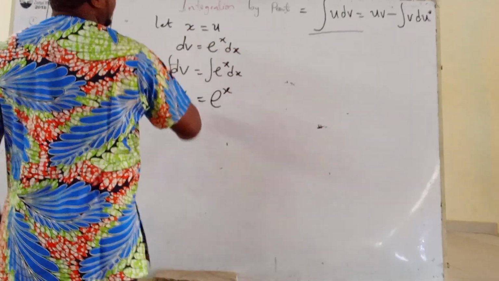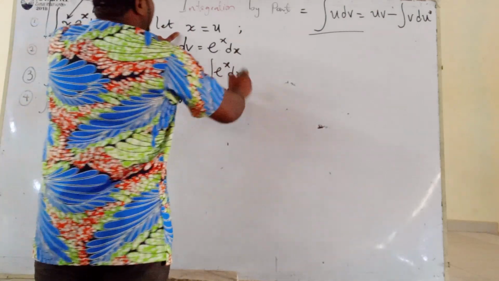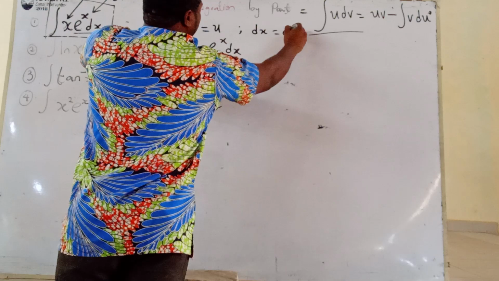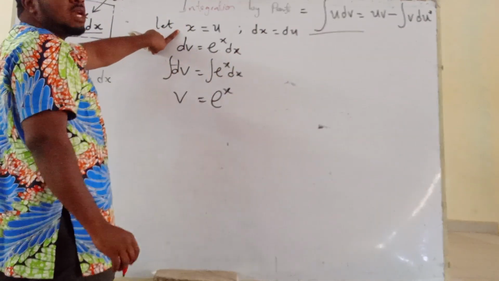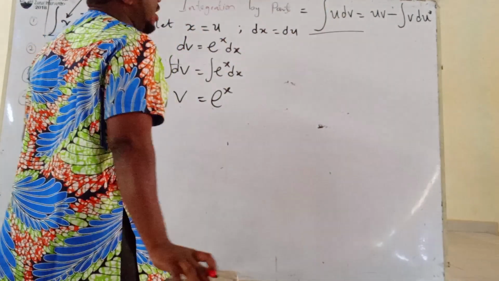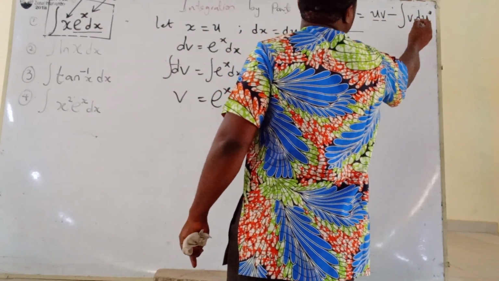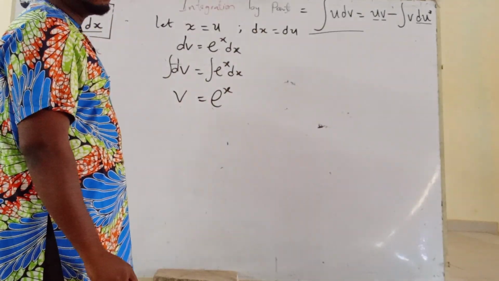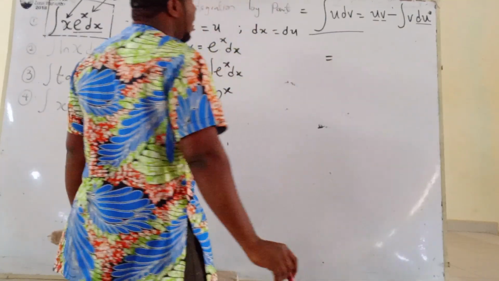Now, from here also, I can decide to differentiate this side. So it means that the x is going to become du if I differentiate both sides. Is that not so? Fantastic. So in my formula, what I'm looking for is u, v, and du. Fantastic. So substituting into that formula, what am I going to get?